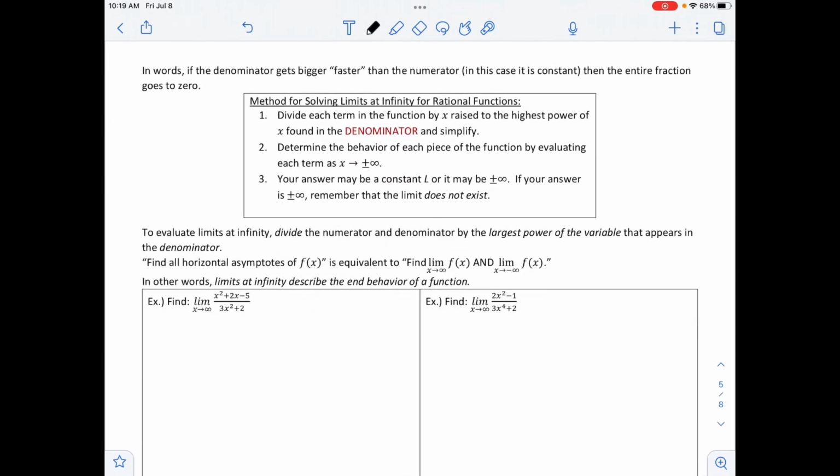So in words, if the denominator gets bigger faster than the numerator, in this case, if it's constant, then the entire function is going to go to 0.